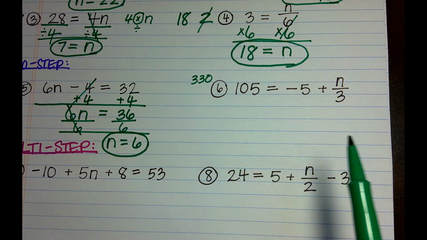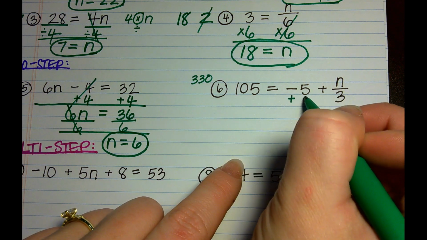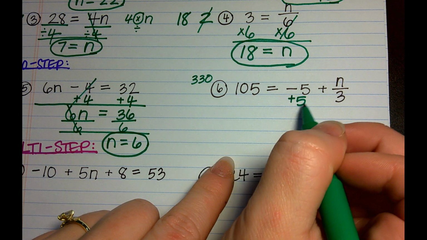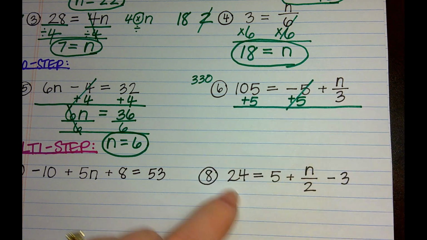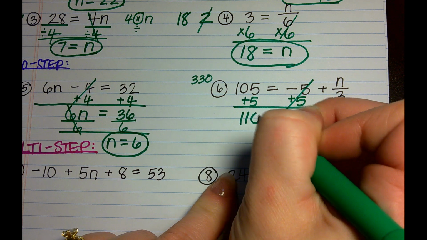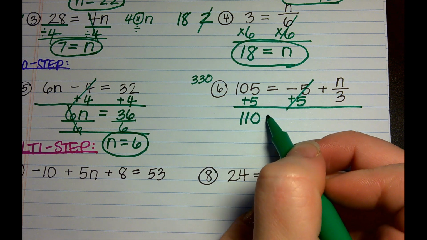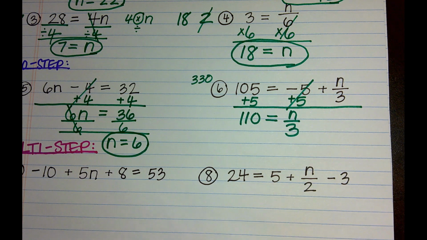What should I do first? You have to add 5. Add 5. Yeah. Good. 5 to both sides. Okay. Which gives you the total of 110. Perfect. Now I have 110 equals n over 3. And then you're going to multiply by 3.